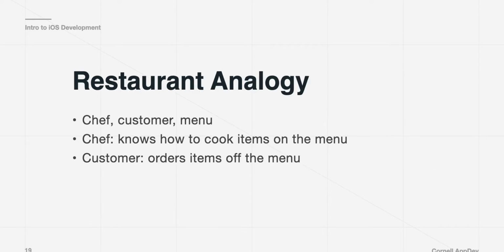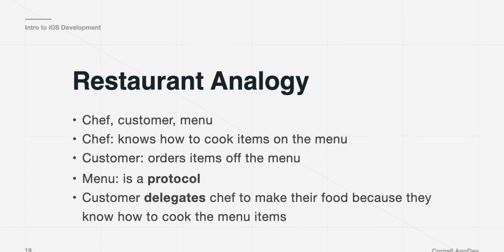We like to use a restaurant analogy. At a restaurant, when you're ordering something, there's a chef, a customer, and a menu, right? The chef knows how to cook items on the menu and the customer orders items off the menu. The menu in this case is the protocol because it's all the things that you want to order, like a burrito or a pizza. Then the customer delegates the chef to make their food because the chef knows how to cook the menu items and the customer doesn't, right?